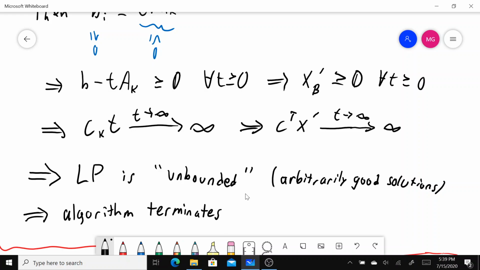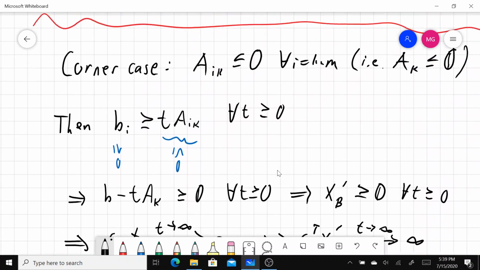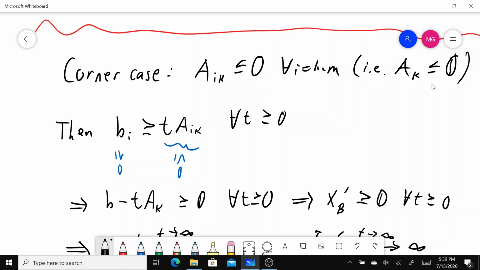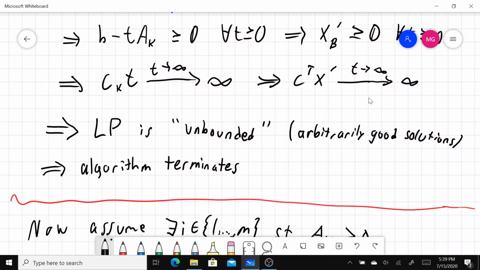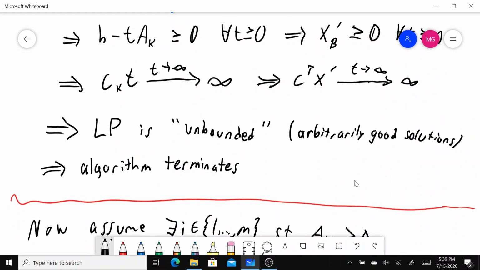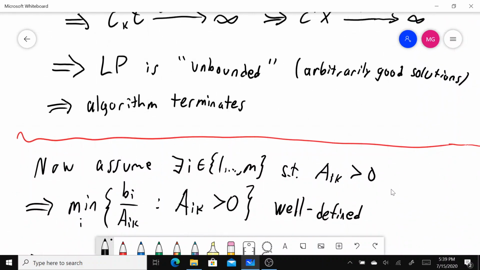And that means that there's no optimal solution because you actually can generate a class of solutions that tend off to infinity, that the solutions just get better and better and better, and there's no end. So that's called unbounded, and that's what happens when we're in this corner case where ak is less than or equal to 0. And so in this case, the algorithm would terminate because we've concluded that there is no optimal solution, and we've found a class of solutions that tend off to infinity. Okay, so that's a corner case again.